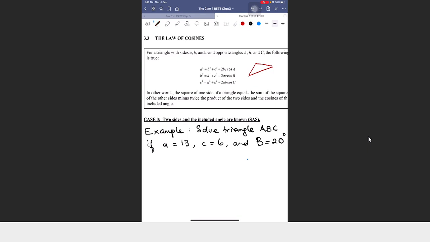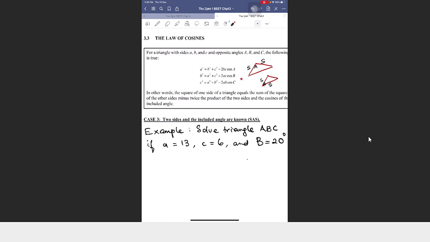Side angle side means maybe like this side, and then the angle here, and then this side. So this is what we call the included angle, the angle in the middle. Or you can have, for example, side angle side like that. Again, this is the included angle. The included angle is given for this case.